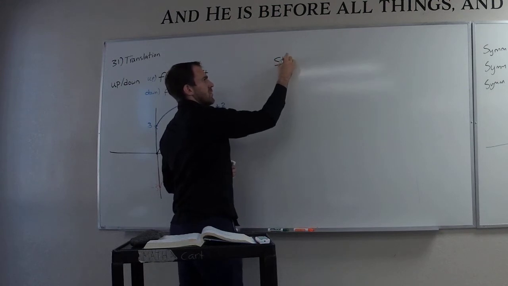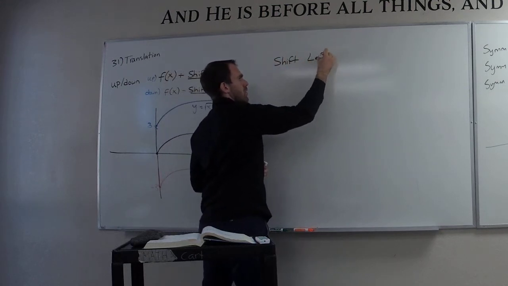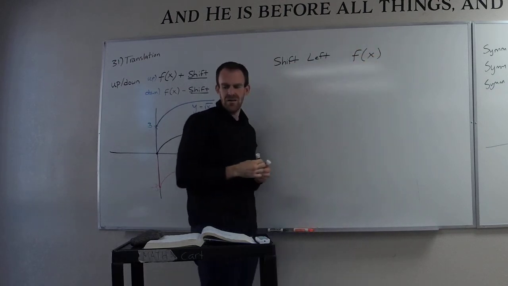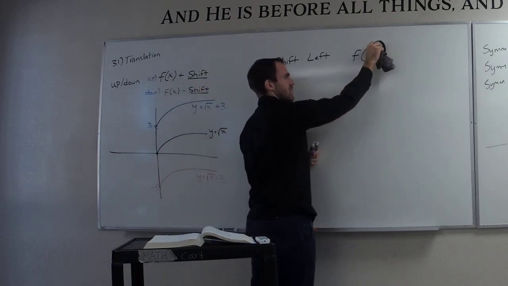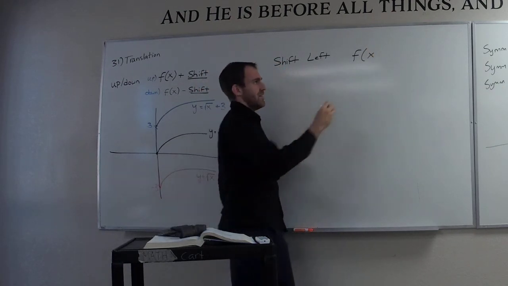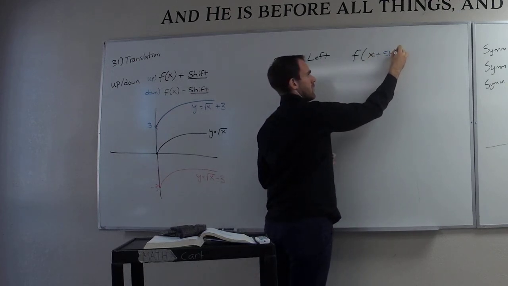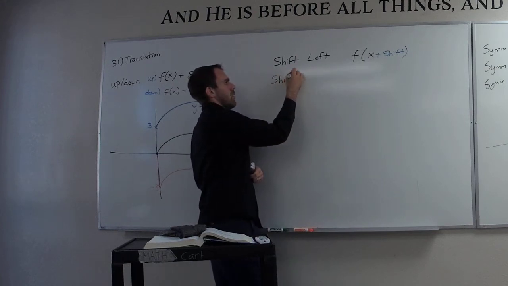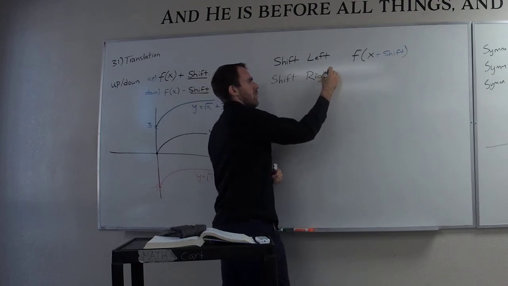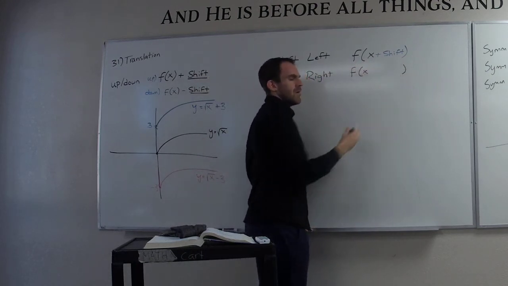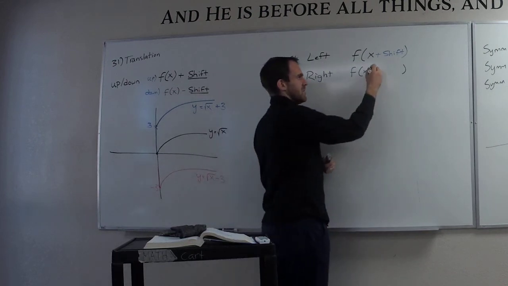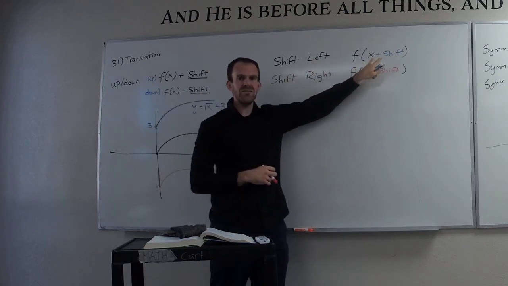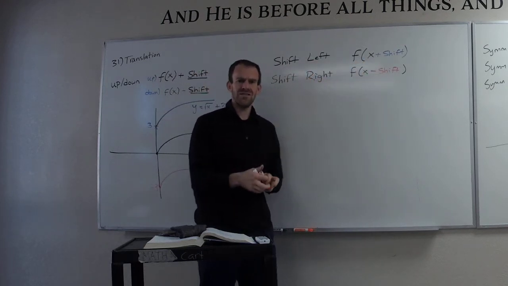So to shift left, you take your original function, which was f of x, and inside the function, you will add your shift. To shift to the right, you'll take your original function and subtract the shift. To go to the left, you will add. To go to the right, you will subtract. It's backwards thinking, but it works.